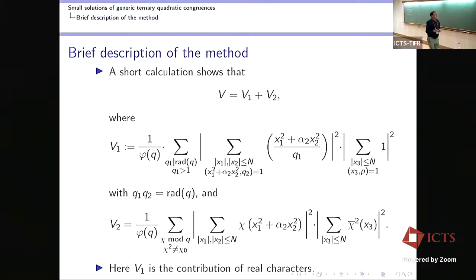So for general moduli, the contribution of the chi bars whose squares are the principal character is that here. Here you have a Legendre symbol or Jacobi symbol. And that is the second sum, where chi squared is not a principal character. So then you need to do some calculations.